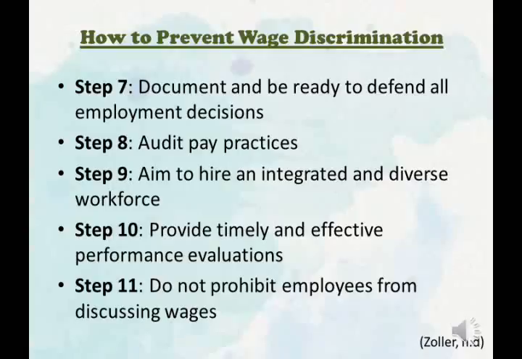The last step, step 11, do not prohibit employees from discussing wages. Employers should not prohibit employees from discussing information regarding wage, salary, or benefits with other employees. So by doing all these 11 steps, it can prevent wage discrimination for an organization.